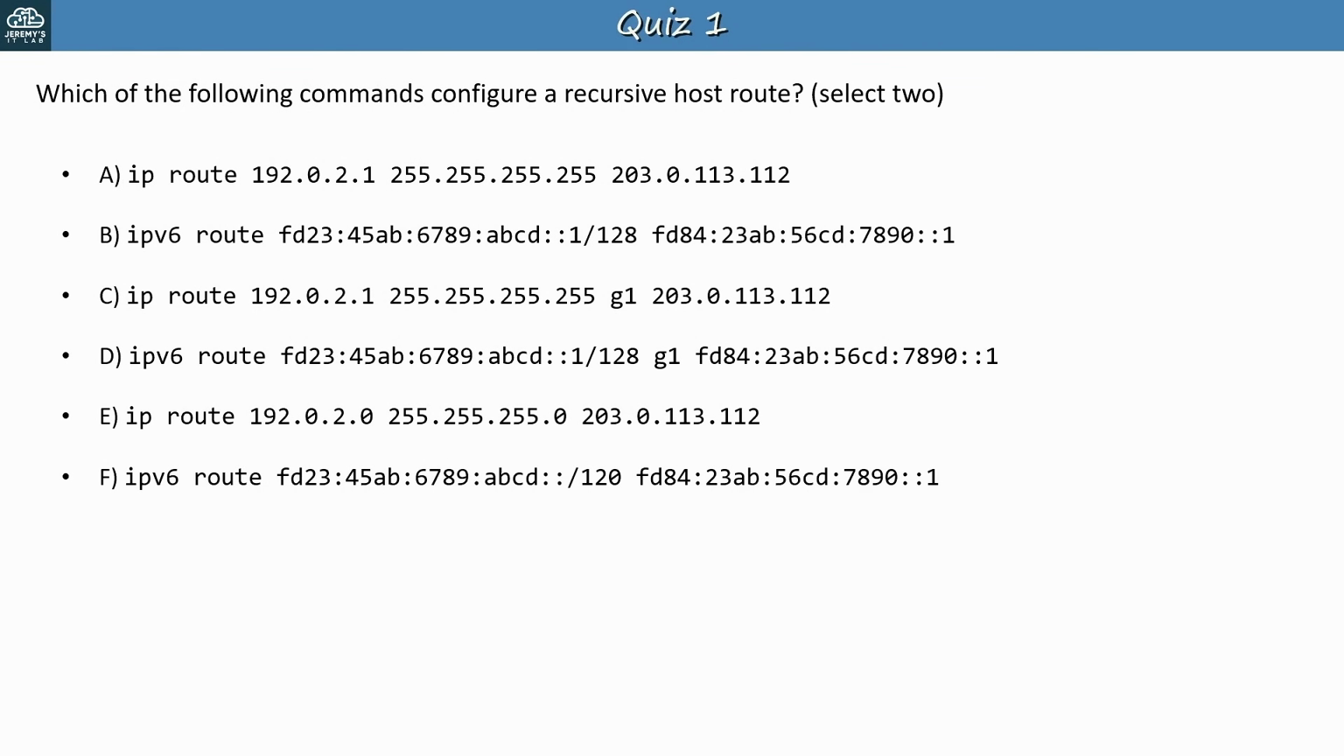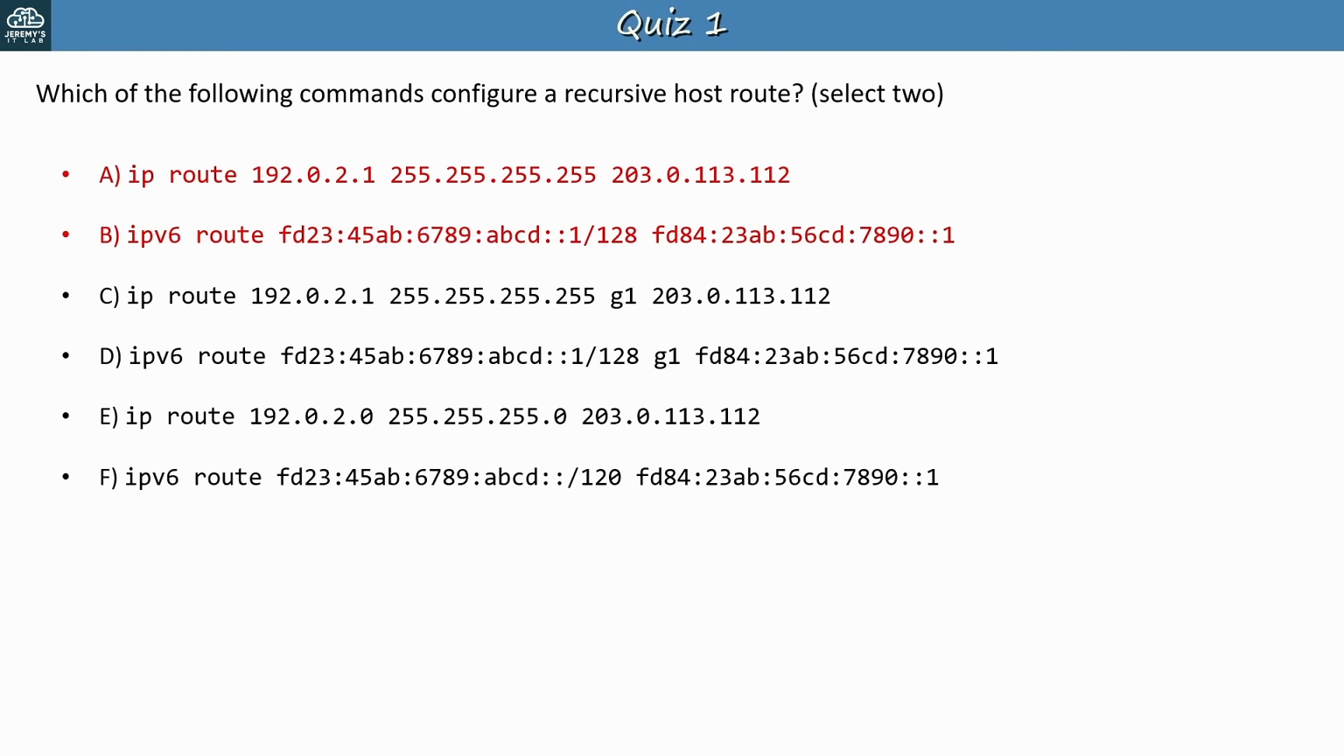Here's quiz question 1. Which of the following commands configure a recursive host route? Select 2. Pause the video now to think about your answers. Okay, the correct answers are A and B. A is an IPv4 route to a /32 destination prefix, making it a host route. And it specifies only the next hop IP address, so it's recursive. And B is an IPv6 route to a /128 destination prefix, specifying only the next hop IP address.